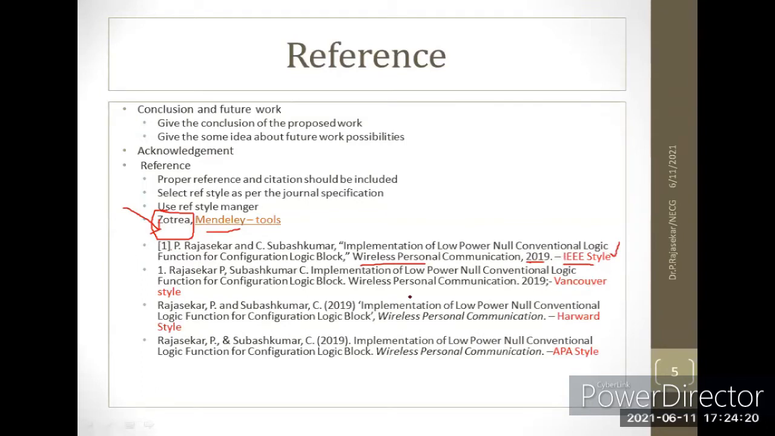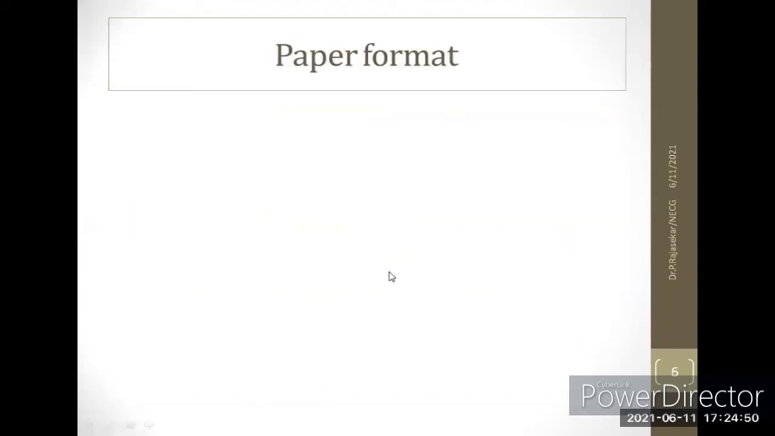Then another style is the one with a number and a dot, then author name, paper title, journal name, and year. Here is another, Harvard style. These are some styles, but we use the IEEE style format. So different reference styles we can use.